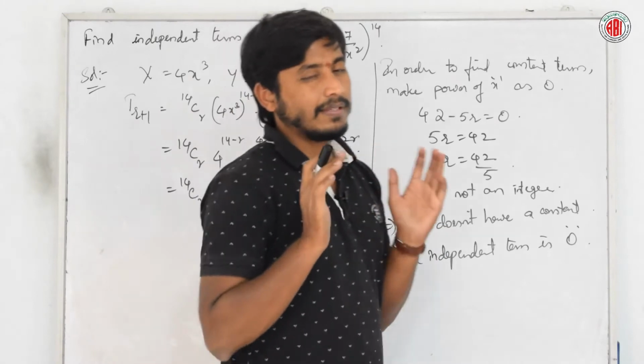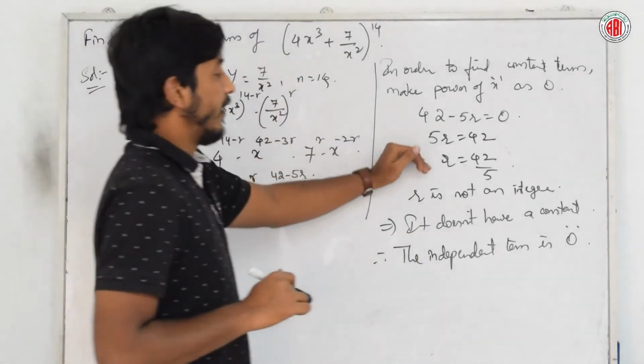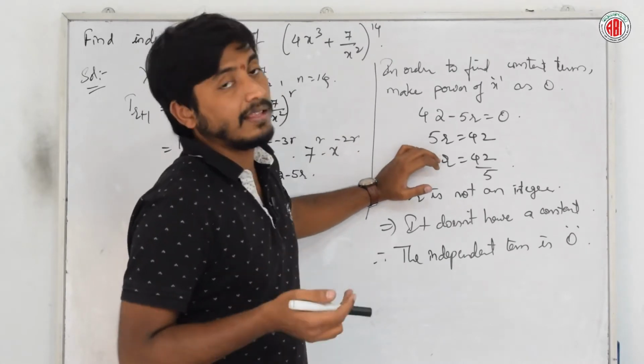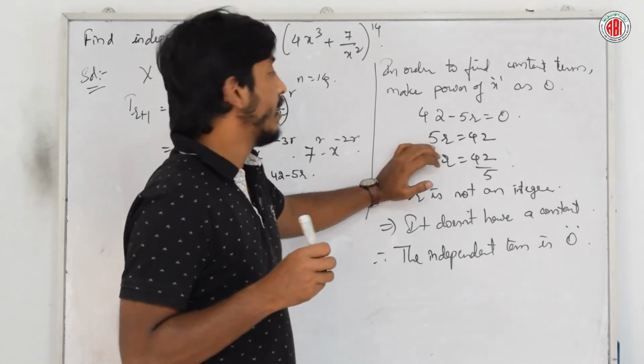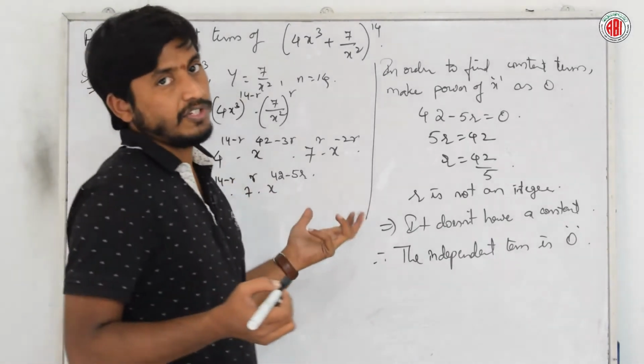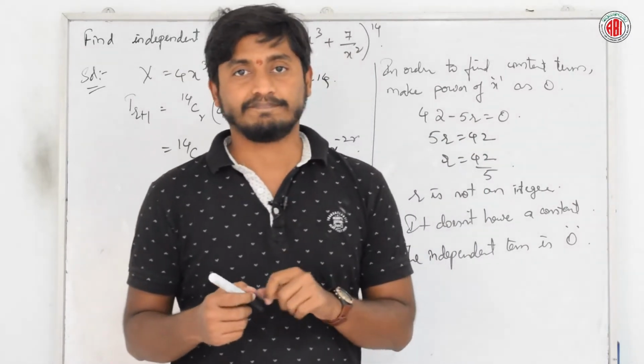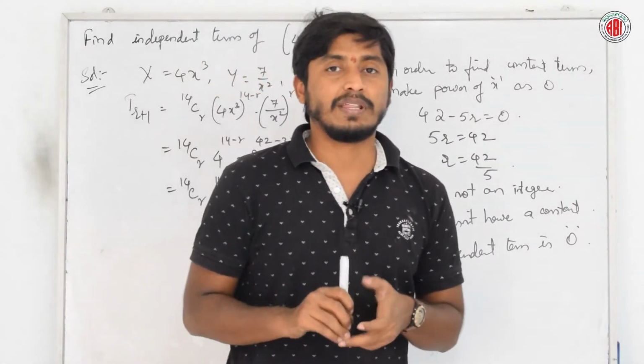So you have to have this kind of ideology also. If we had an integer instead of this kind of number, then we would take it and substitute it here. We will get the coefficient of a constant number, that is nothing but a simple independent term. Is it right? Shall we go to the next problem?